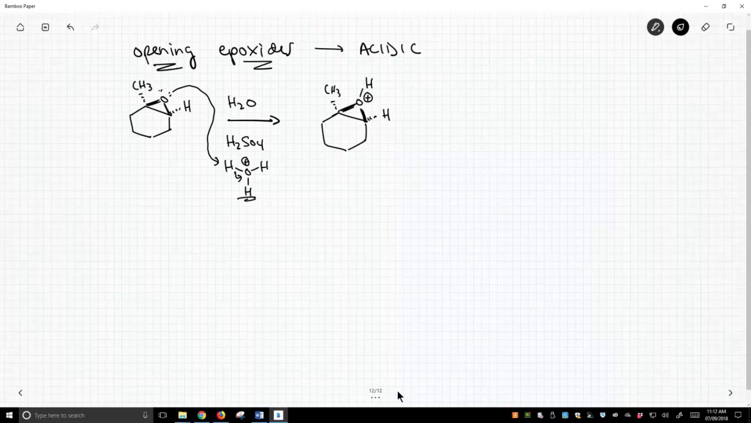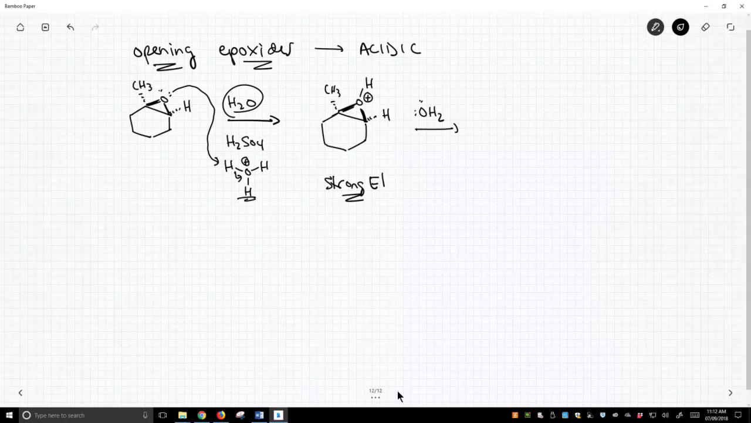Protonated epoxides are strong electrophiles. What do strong electrophiles do? They react with weak nucleophiles. And we have a weak nucleophile in here. We have water. So the only question is, where will our water attack? Well, our water will attack at one of the carbons of the epoxide ring.